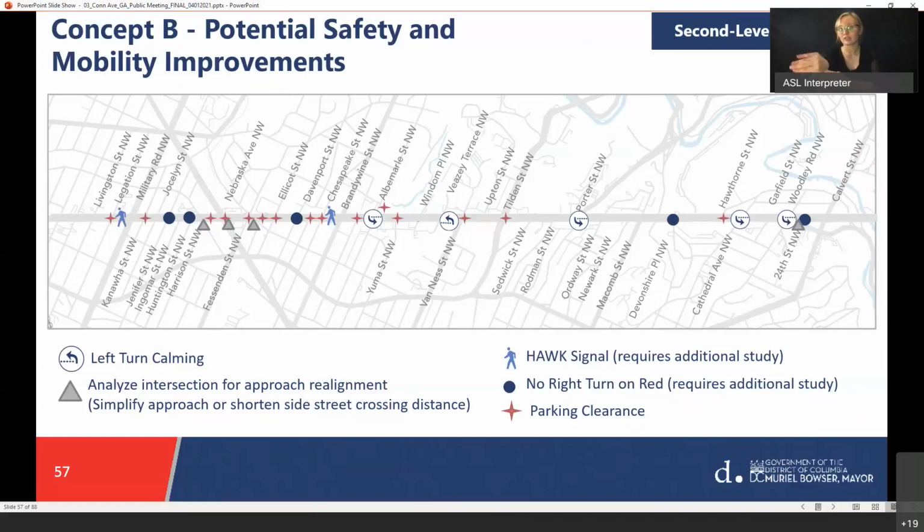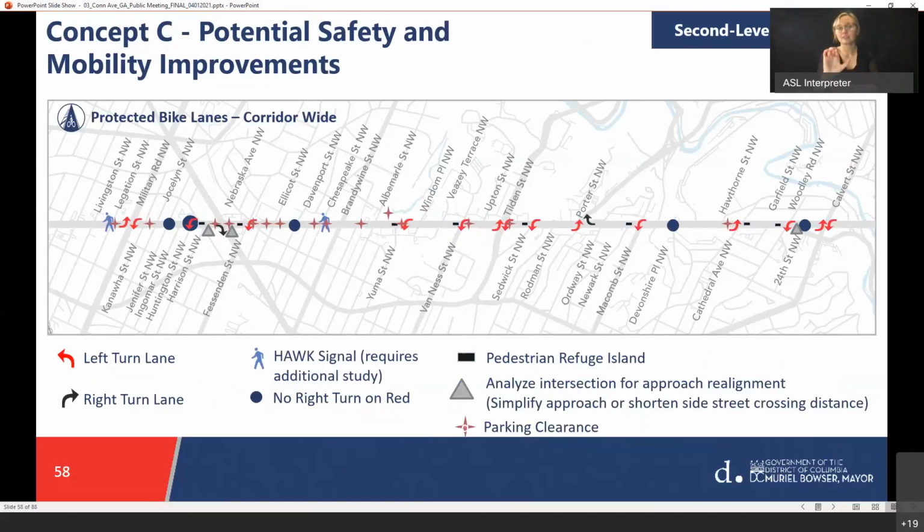Concept C provides the things that we had talked about before, and also provides the opportunity to install left turn pockets and pedestrian refuge islands. Thank you.